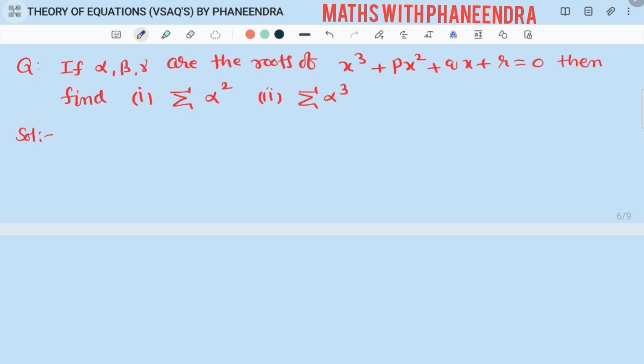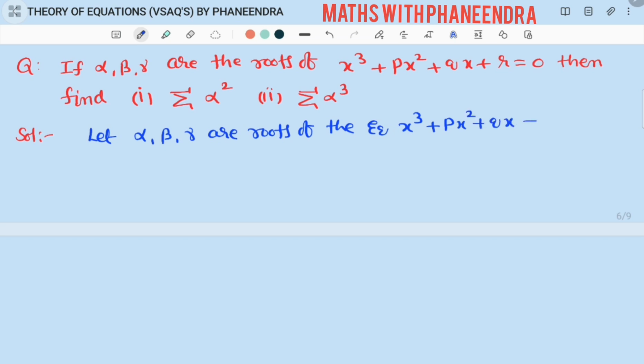So first, let alpha, beta, gamma be the roots of the equation x cube plus p x square plus q x plus r equal to 0. Put that as equation number 1. And this equation you have to compare with a x cube plus b x square plus c x plus d. Directly I am writing, as we wrote in a number of problems in that way. So here a is equal to 1, b is equal to minus p, c is equal to q, and d is equal to r.